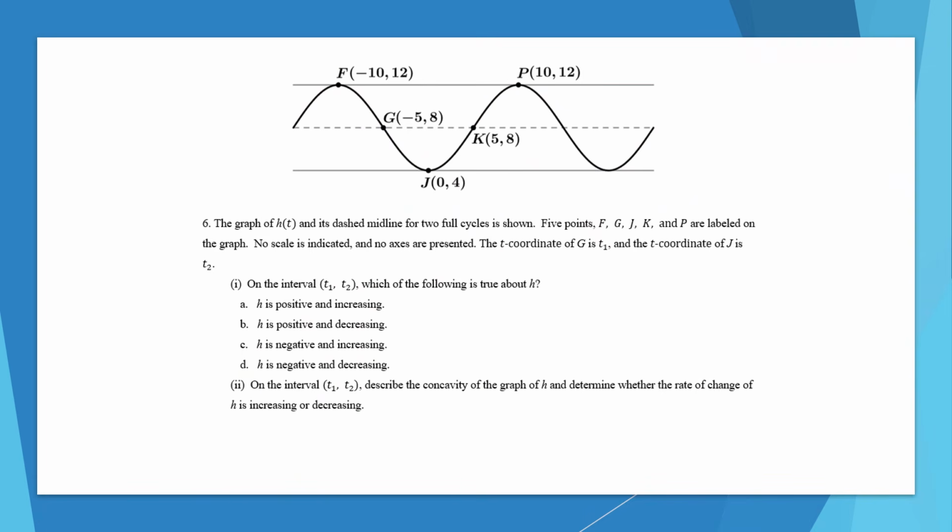All right, number 6, the graph of h of t is shown above. 5 points are labeled. We're looking from G to J. So let's look at this here, G to J. And I'm going to draw this portion of the graph out and label it. So we have -5 to +8, and then 0 to 4. This will span y values from 8 to 4. Which of the following is true? Is this function positive or negative, and increasing or decreasing?